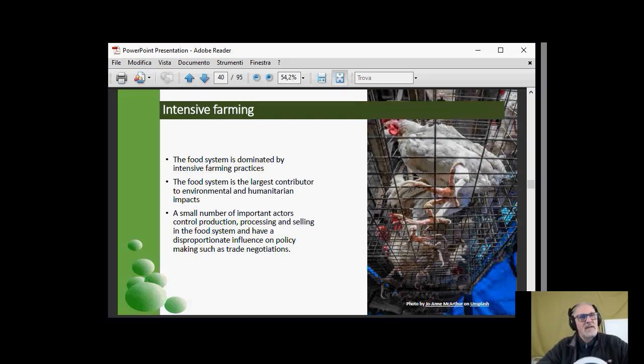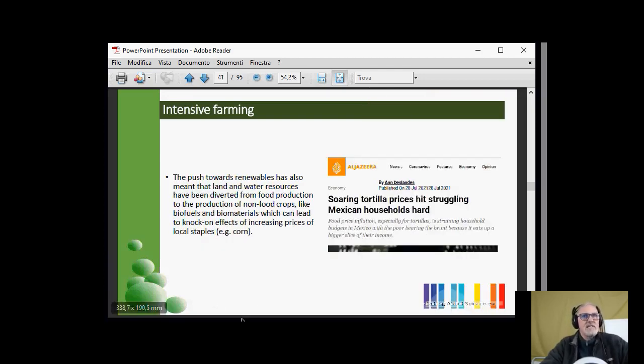Pig farming, for example, intensive pig farming is also notorious for its environmental footprint. But in particular, these food producers tend to be very closely associated with the industrial processes, and what you find is that there are relatively few important actors within the production system. These are the big companies, typically global companies, which dominate the food production industry, the processing and the selling, and these are the companies which tend to have a lot of influence in trade negotiations. Okay, so this is the example of the tortillas.